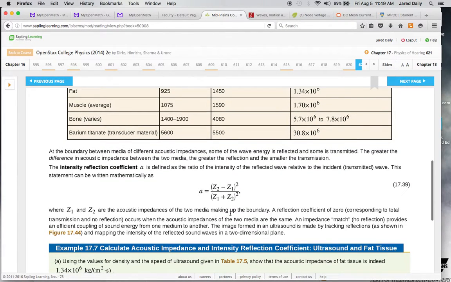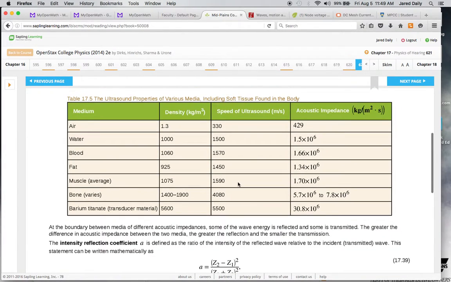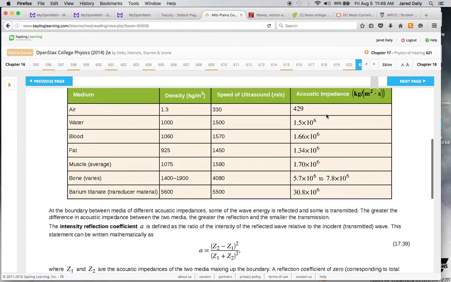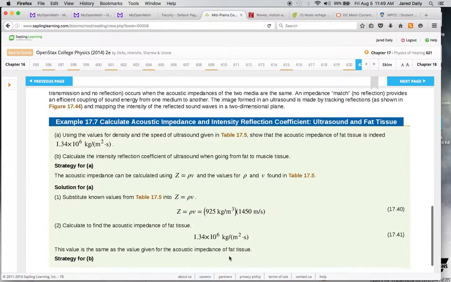Here we can talk about the intensity reflection coefficient, which will tell you how much sound will reflect off depending on this factor, which we call the acoustic impedance, which is kind of like the resistance of the material to sound. And so if you know the acoustic resistance of the two materials, the material you're going through and the material you're going to bounce off of, then you can actually calculate how much is going to be reflected back using this equation. They do this in this example down here.